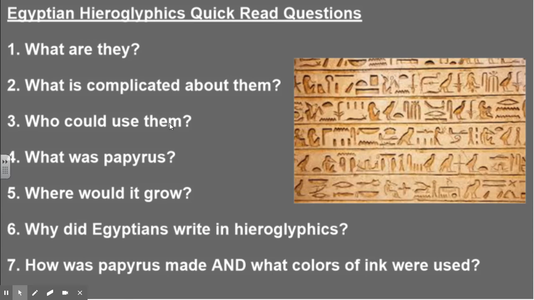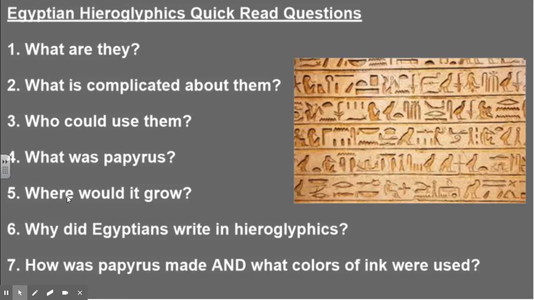Okay, number 3, this is an interesting one. Who could use them? Not just Egyptians, right? And when I say that, I don't mean every Egyptian, but there's certain people that would have understood hieroglyphics and known what they meant. Okay. Number 4, what was papyrus? I think some of y'all know that it is a form of paper, early paper, kind of, but you're going to want to be more specific.